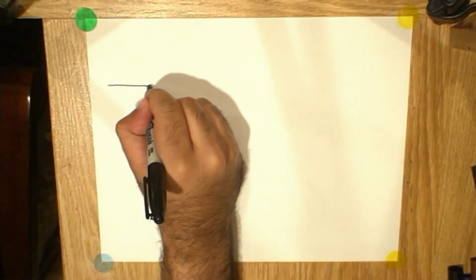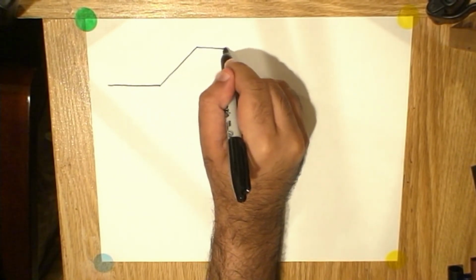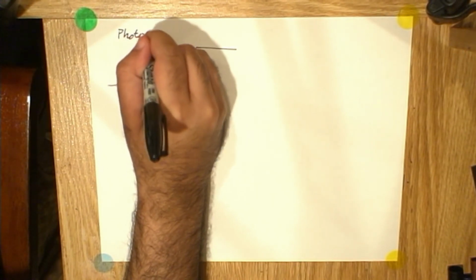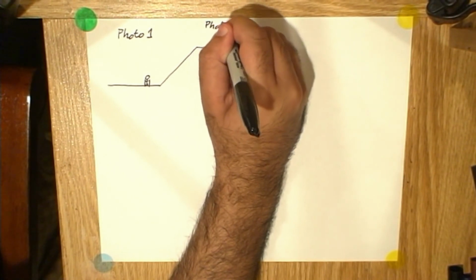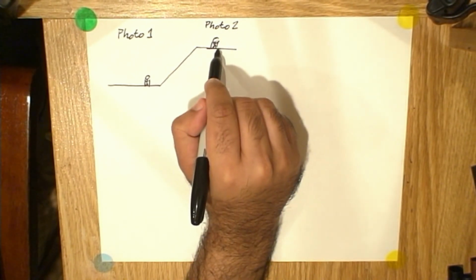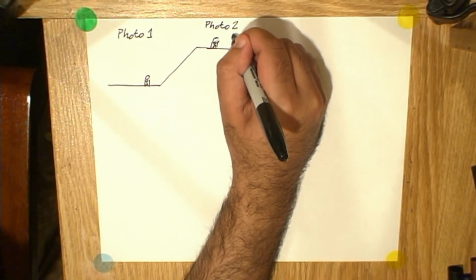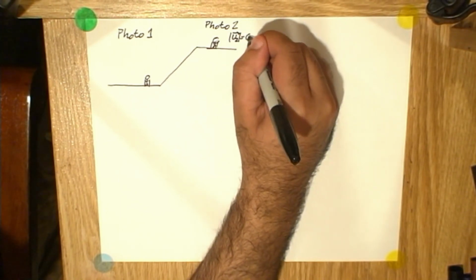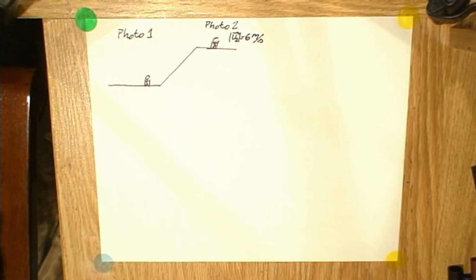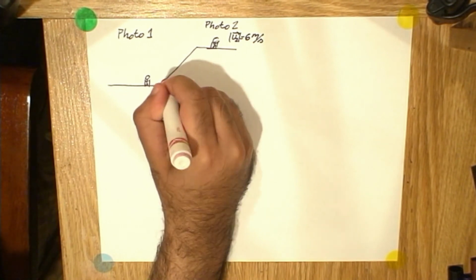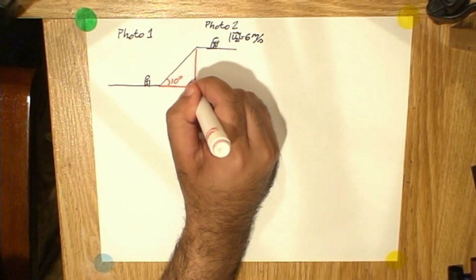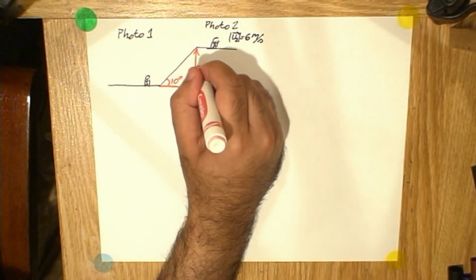In this question, a skier is traveling up a hill. Photo 1 is when they are at the base of the hill, and photo 2 is when they are at the top of the plateau. Now, interestingly enough, when they're at the top of this plateau, they are still moving. In fact, they have a velocity of 6 meters per second, or more correctly, a speed of 6 meters per second. The angle of this incline is 10 degrees. And the height of this plateau is 5 meters.